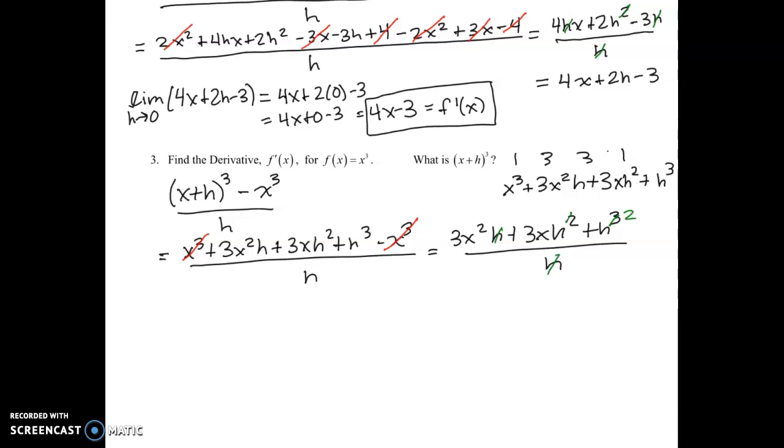So our final answer here would be 3x squared plus 3xh plus h squared. All right, now we're going to find our derivative. Our derivative is the limit as h goes to 0 of the expression we found here for our average rate of change.